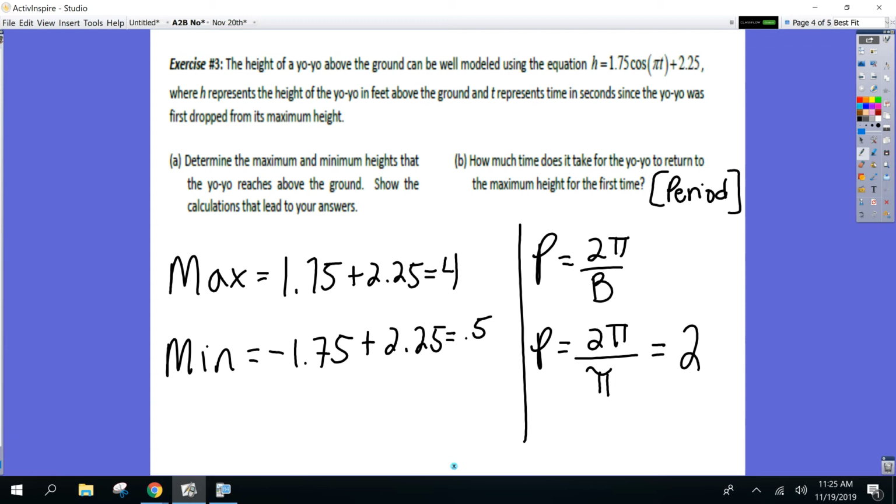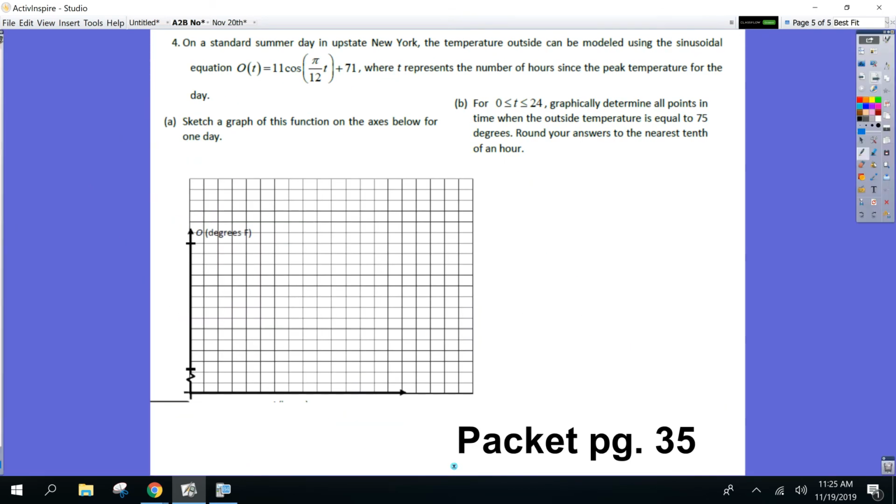Good. Okay, anything from you? I'm going to do one of the homework problems with you. Anything from you guys right now? Okay, I'm going to do number 4 with you, that you have tonight, number 4, because this is going to use your graphing calculator at the end.